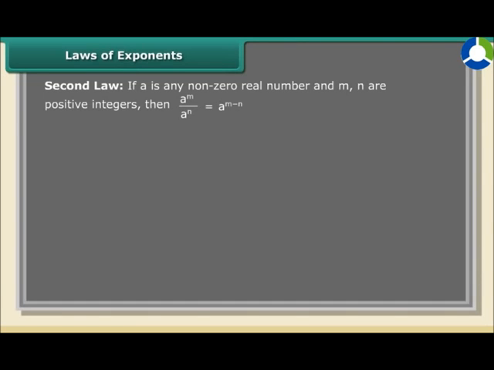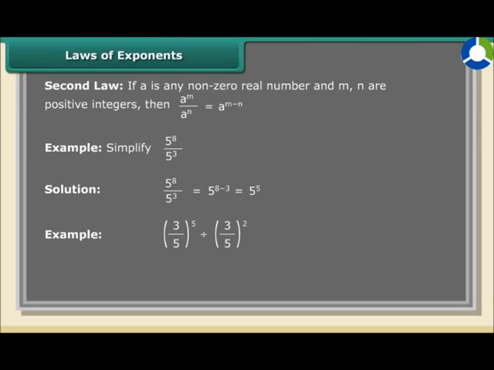Second law: if a is any non-zero real number and m, n are positive integers, then a raised to the power m upon a raised to the power n is equal to a raised to the power m minus n. Example. Simplify 5 raised to the power 8 upon 5 raised to the power 3. Solution. 5 raised to the power 8 upon 5 raised to the power 3 is equal to 5 raised to the power 8 minus 3, which equals 5 raised to the power 3.